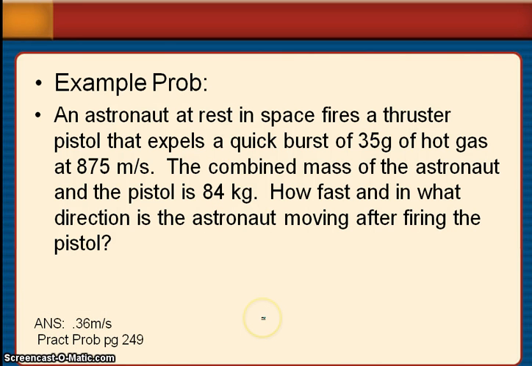This one is in your book on page 248. So if I have an astronaut at rest, what's rest mean? If it's at rest, that means it's going 0 meters per second. The astronaut fires a thruster pistol, a gun that expels a quick burst of 35 grams of hot gas at 875 meters per second. The combined mass of the astronaut and the pistol is 84 kilograms. How fast and in what direction is the astronaut moving after firing?